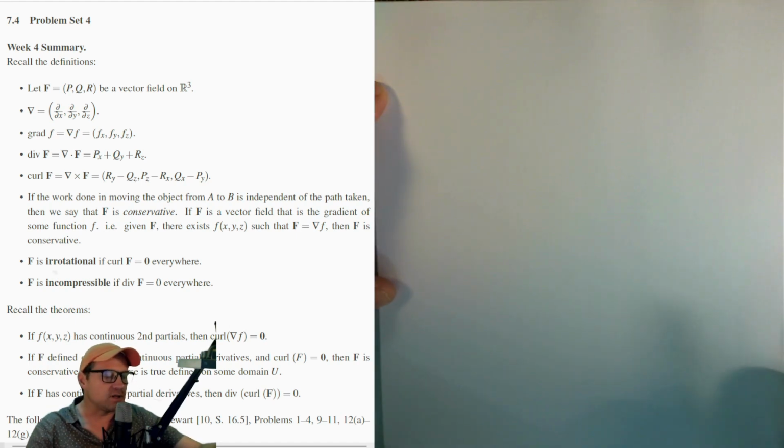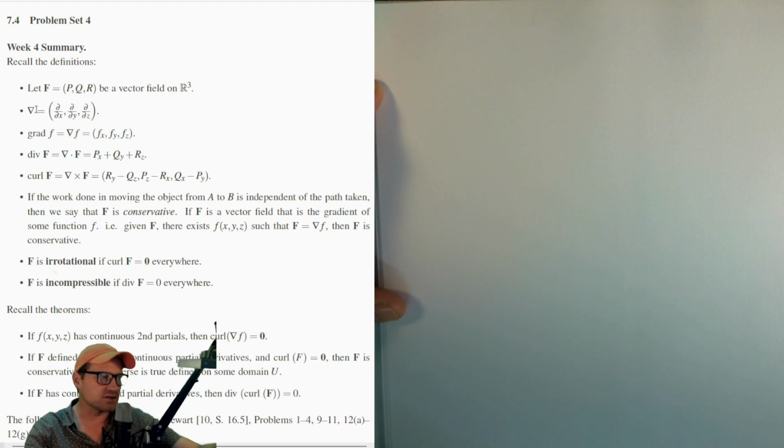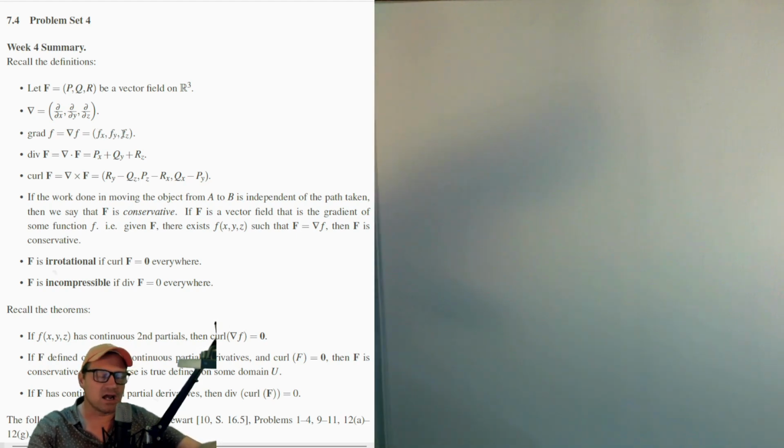Okay, so nabla, this triangle here, is a differential operator containing differential operators in each of the components: with respect to x, with respect to y, with respect to z. Grad f is this differential operator operating on a scalar function lowercase f, and when that happens, we get a vector containing partial derivatives. The first component is the partial derivative of f with respect to x. The second is f with respect to y. And the third is the partial derivative of f with respect to z.